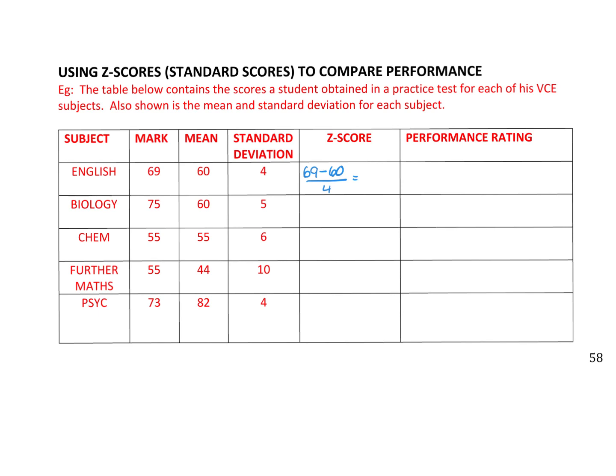So if we have a look at this table, we go through. On the English, the person got a mark of 69 and the mean was 60 and the standard deviation was 4. If we work out their Z-score using that formula, we get a Z-score of 2.25. When it says their performance rating, this is where you just write that little comment. I'm going to say in the top, because it's more than 2, in the top 2.5%. And then I do the next one. This one, biology, they got 75, but the mean was still 60, but standard deviation was 5.